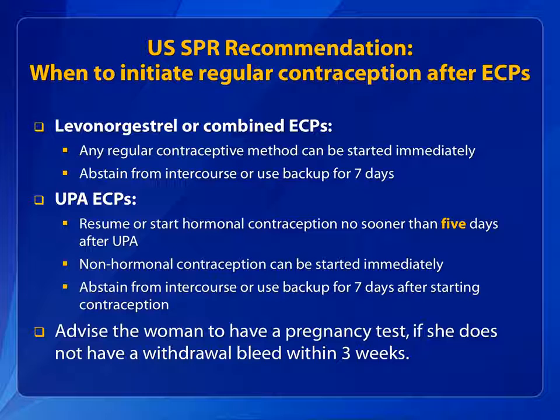For women using ulipristal acetate, they should resume or start hormonal contraception no sooner than 5 days after ulipristal acetate, due to the possible concerns of decreased effectiveness of ulipristal acetate if hormonal contraception is started sooner. This may require a repeat visit depending on her method choice. Non-hormonal contraception can be started immediately. Abstain from intercourse or use backup for 7 days after starting contraception.